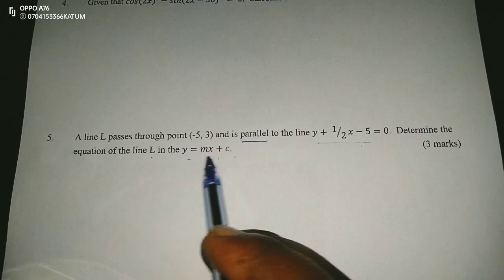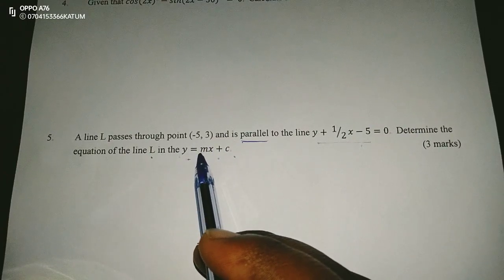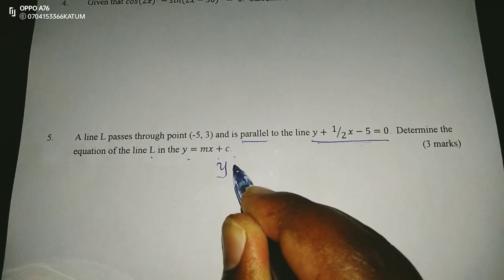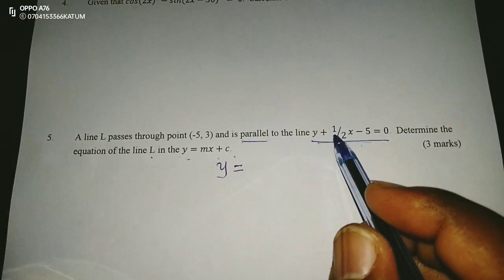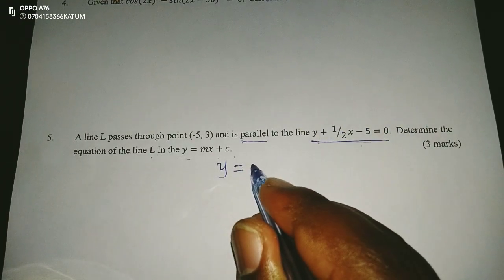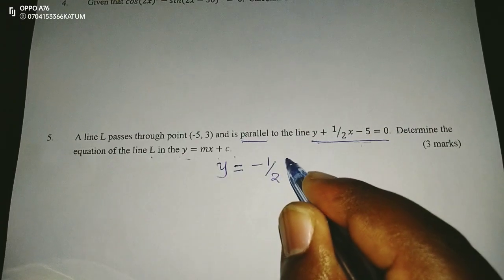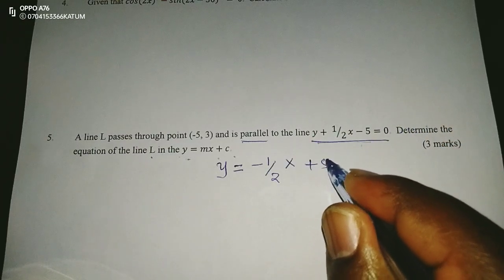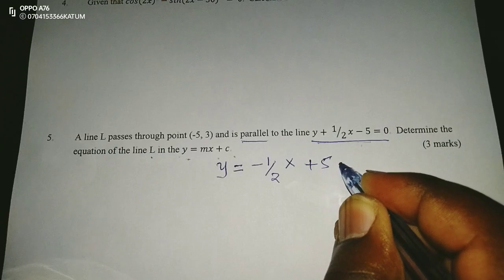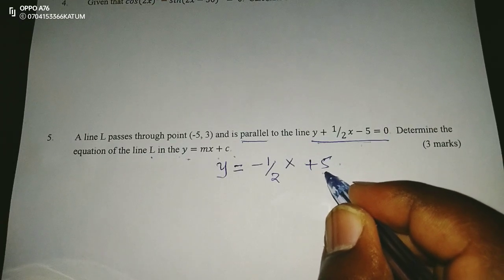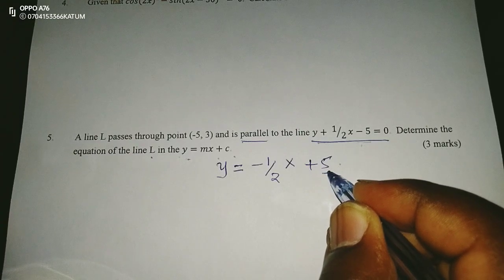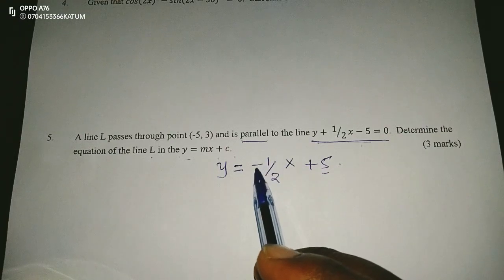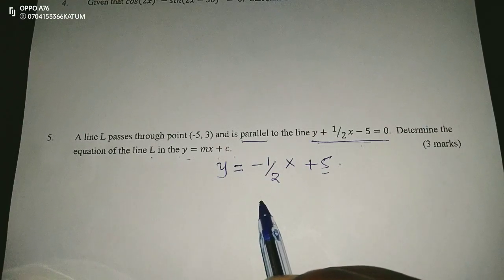So we ensure that the equation is in the form y = mx + c. We rearrange it to remain with y at this side. Then the term with x, we take it to the right hand side, whereby it will become negative half of x. The negative 5 taken to the right hand side becomes positive. The equation now can easily be analyzed, and we can say the constant c, which is 5, gives us what we call the y-intercept of the line, and the coefficient of x, which is negative a half in this case, gives us what we call the gradient of the line.